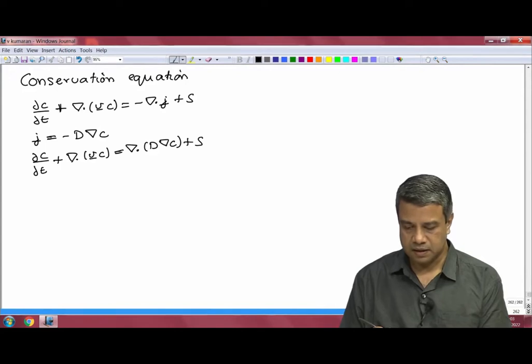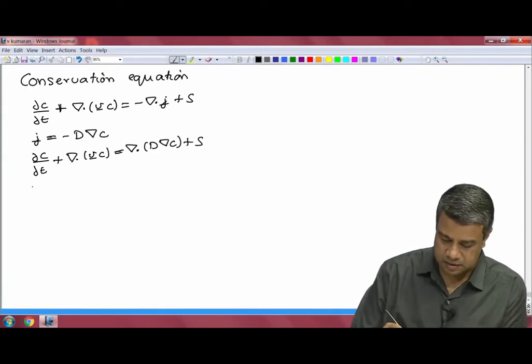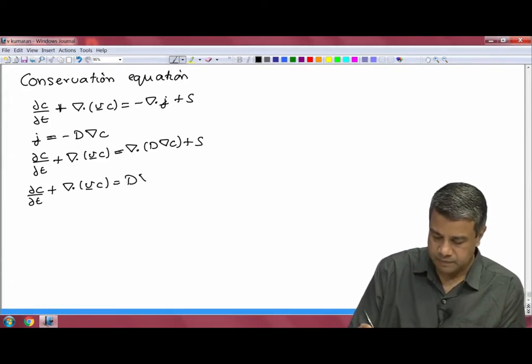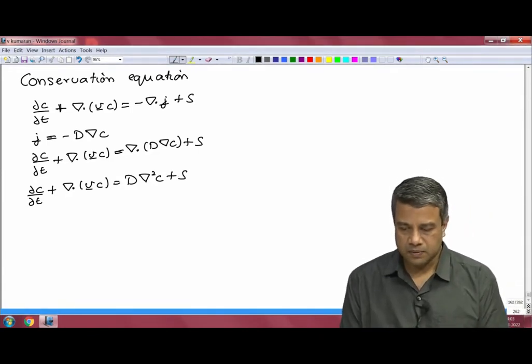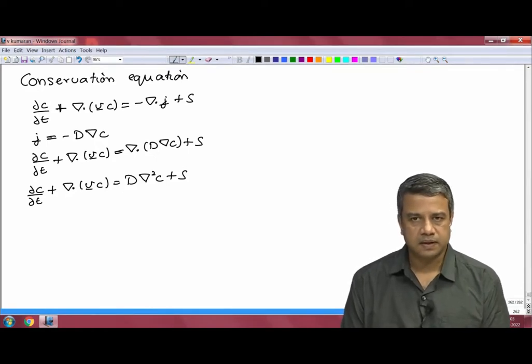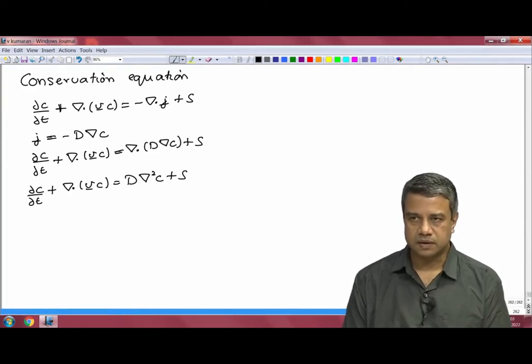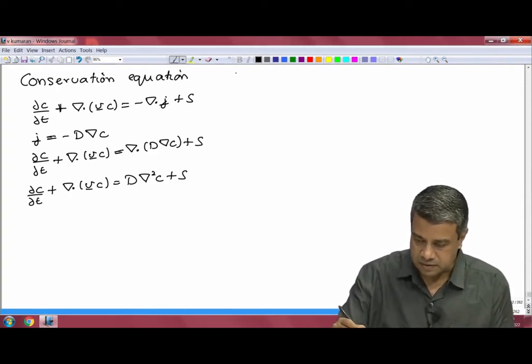And if the diffusion coefficient is independent of position, then this reduces to partial C by partial t plus del dot VC. These operators, the divergence, the gradient and the curl, we had defined in different curvilinear or Cartesian coordinate systems, different orthogonal coordinate systems, where at each point in space the three unit vectors are perpendicular to each other.